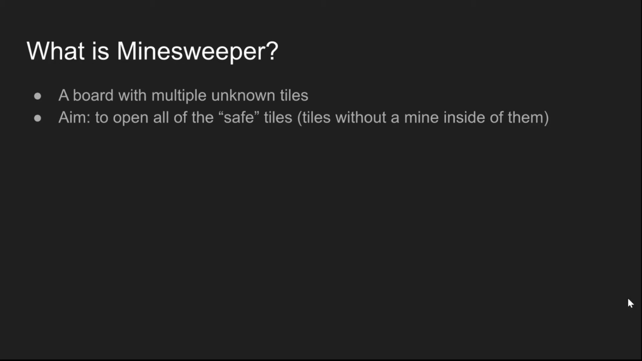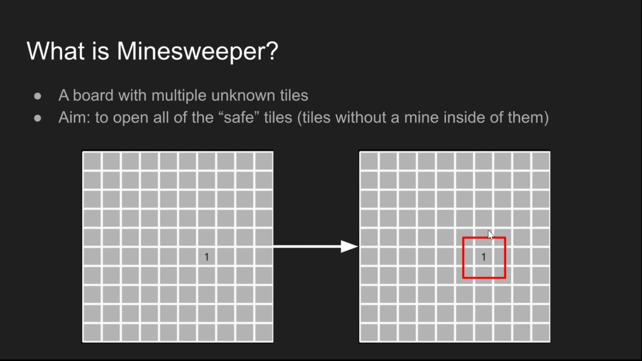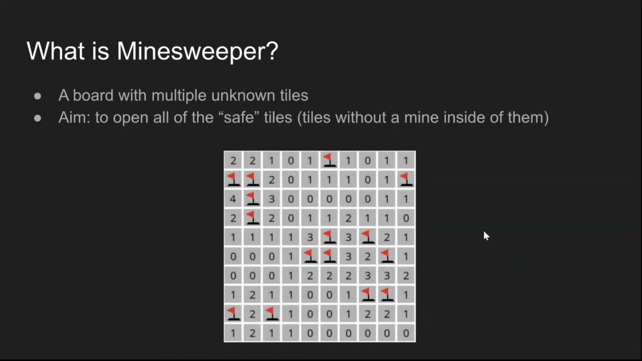Minesweeper is a game where you have a board with multiple unknown tiles. The aim of the game is to open all the tiles without a mine and mark all the mines with a flag. When you open a tile, it shows the number of mines surrounding it. For example, this tile shows the number 1. This means that of the 8 surrounding tiles, only one of them will be a mine. Yes, the first few moves are a game of chance, but after 2 or 3 moves, you can logically determine which moves are safe and which ones are dangerous.